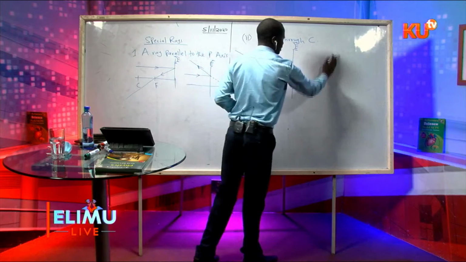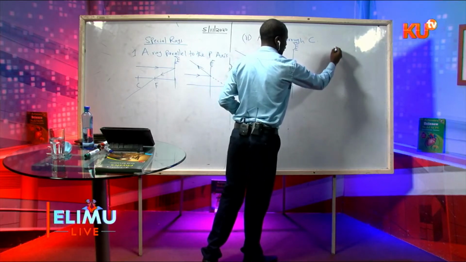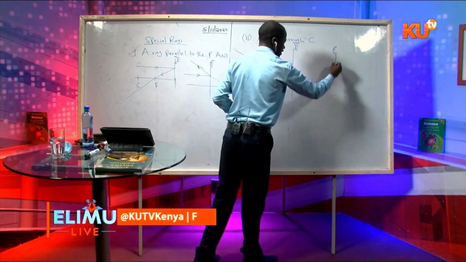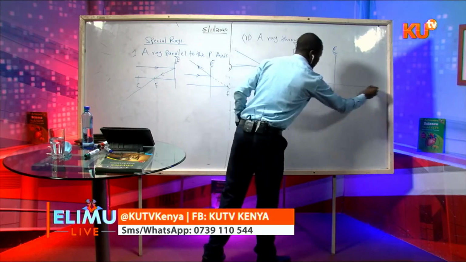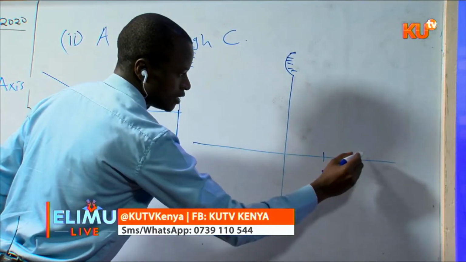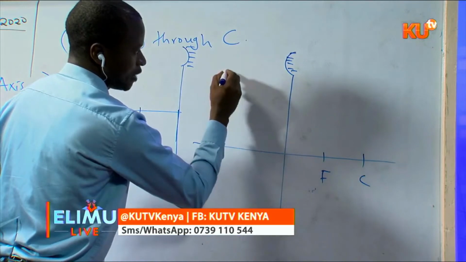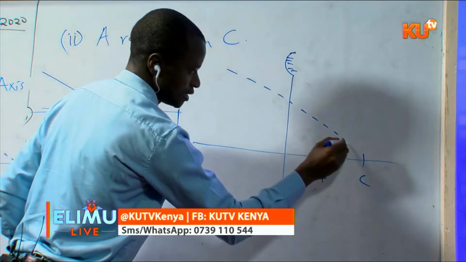For a convex mirror, the same thing. If this is a convex mirror, like that, and you have your F and C, so that ray will appear like this.